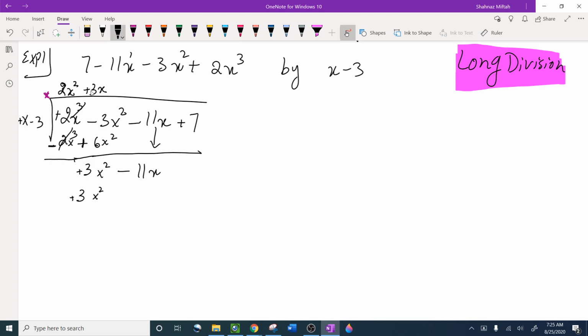Okay, now 3x times 3, positive times negative is negative. 3 times 3 is 9, and x is going to stay. Now subtract everything again. They cancel out because positive and negative turns negative. So they cancel out. Negative times negative is going to give me positive, and I will erase that one. So you subtract, it's going to give me negative 2x, and that 7 is going to go down, plus 7.